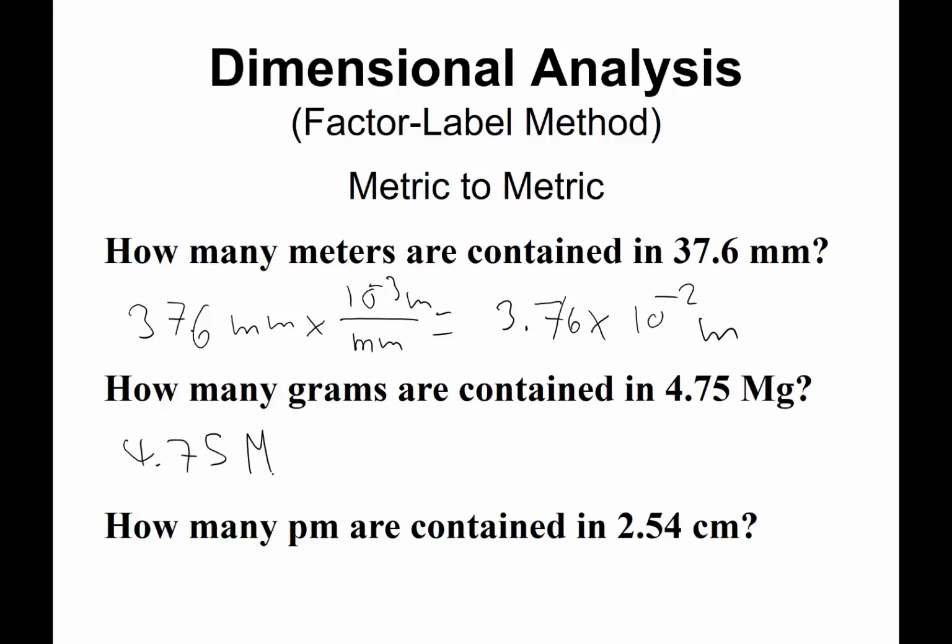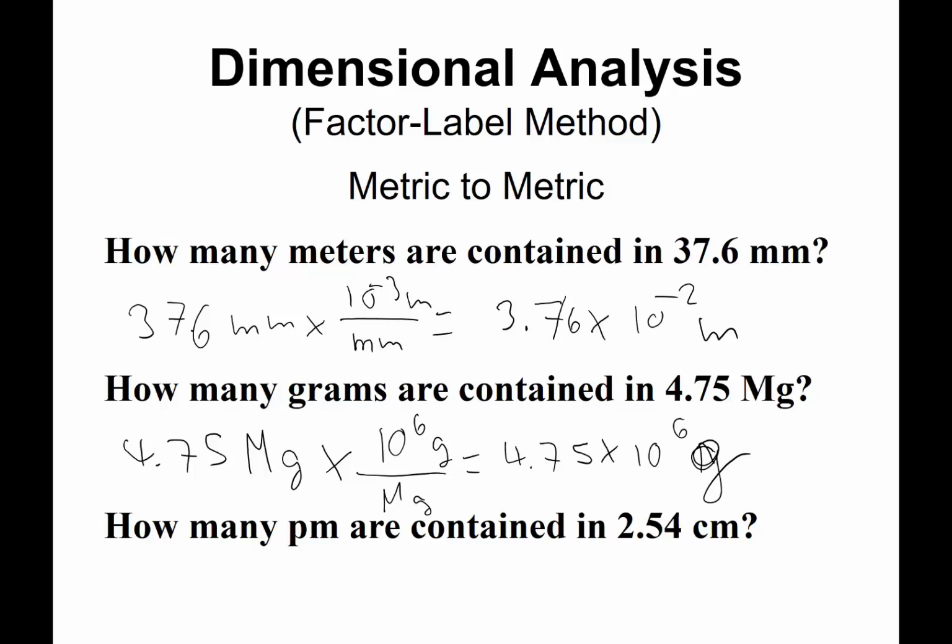4.75, capital M is a megagram, times 10 to the 6 grams per megagram equals simply 4.75 times 10 to the 6 grams.